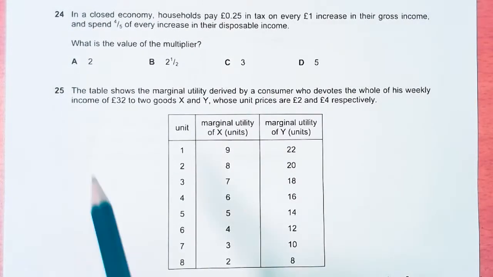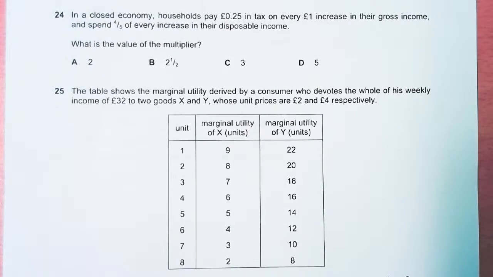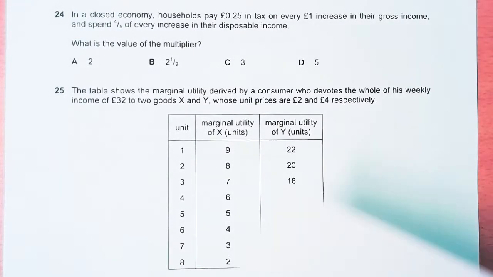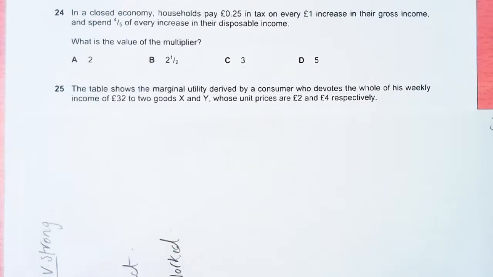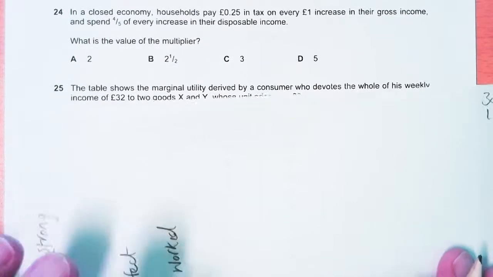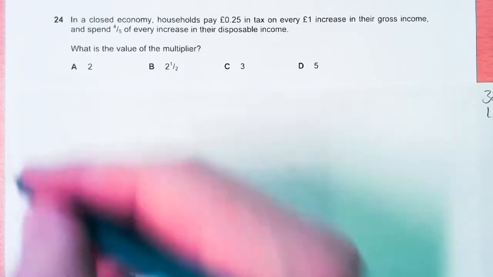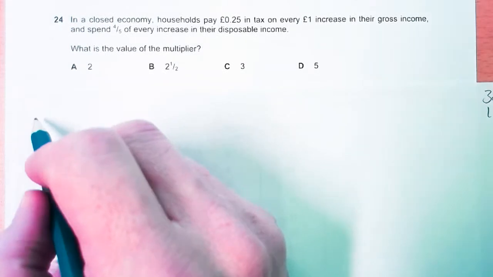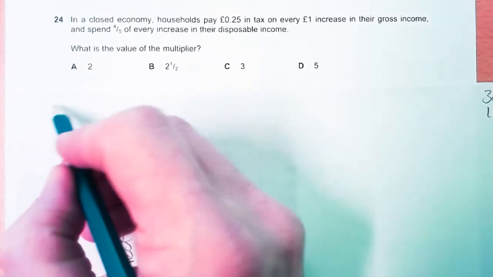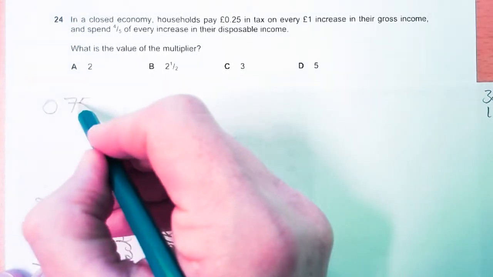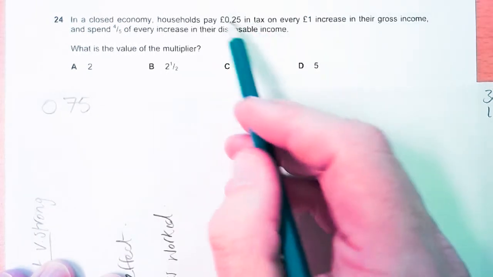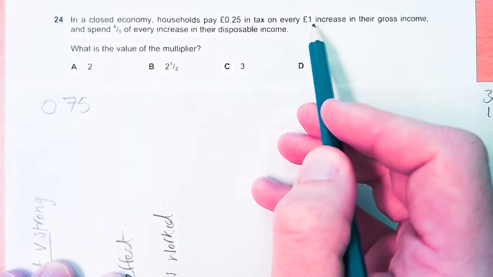So in a closed economy, households pay 25p in tax on every pound increase in their gross income and spend 4/5 of every increase in their disposable income. What is the value of the multiplier? Okay, so we've got some calculations to do here. So let's just move that up slightly there. So we can see that we have got 0.75 left after this withdrawal takes place on every pound increase in gross income.